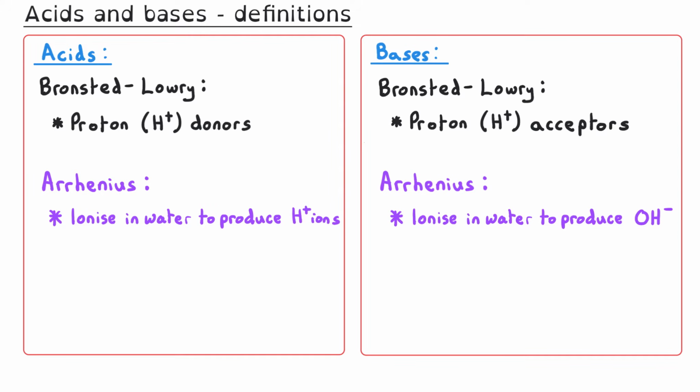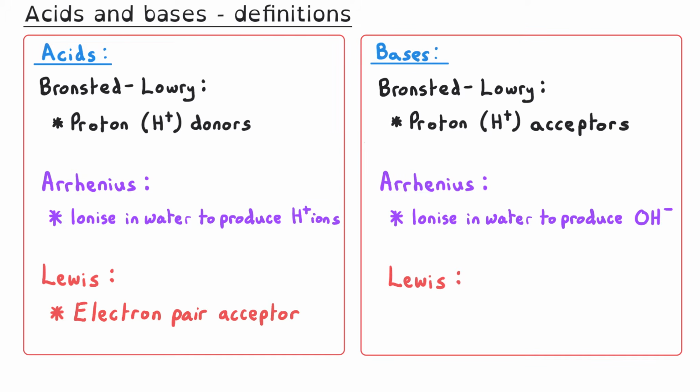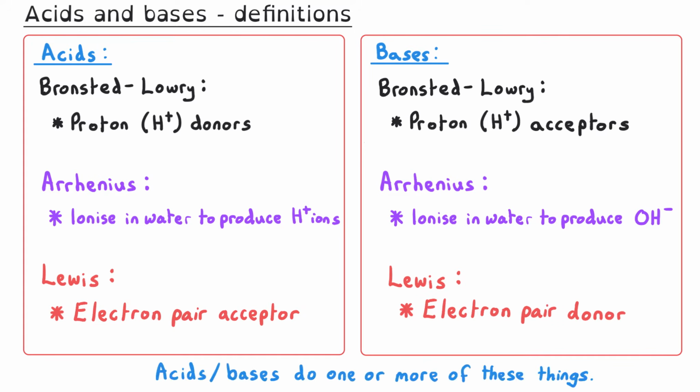And then the last definition is the Lewis acidity, and you need this more in the transition metals topic, really. But a Lewis acid is defined as an electron pair acceptor, and a Lewis base is an electron pair donor. Sometimes there might only be one of these definitions being satisfied by a situation, other times it could be two, or maybe even all three.